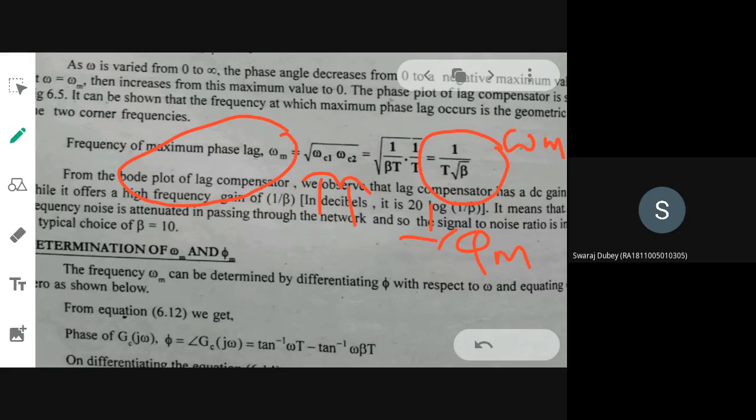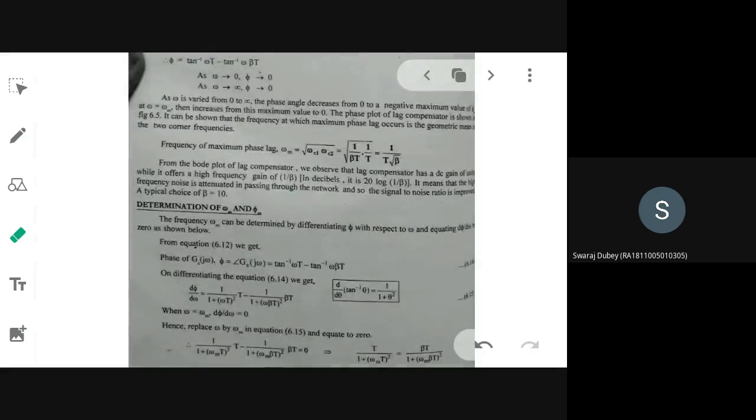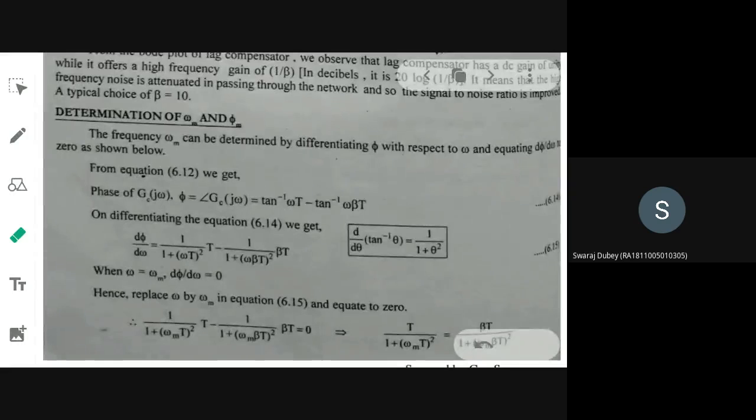This also might be asked in MCQs. So what is omega m at which the phase lag happens? 1 by t into square root of beta. Yeah. Okay, this might be asked in MCQs. So this finishes off that formula part. Next, two more formulas you have to discuss; I will try to finish off quickly, then we will proceed to the problem.